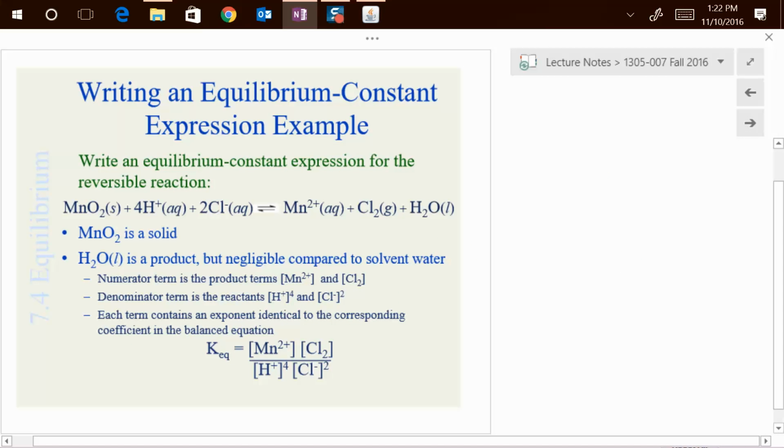Here's another example. Look at this. Solid. Look at this. Liquid. Here's my KEQ. We do not include those, right? MnO2 is not here. H2O is not here on top. MnO2 is not here on the bottom. Why? Because they're solid and liquid forms. So we don't have to include them in the equilibrium expression. Okay, we leave them off.